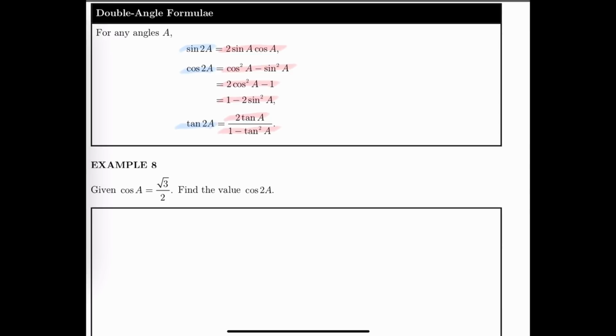We are given cos A equals 3 over 2. Find the value of cos 2A. By looking at the three formulas, the question only gives you cos A. For the first formula, you need to have both cos and sine. And for the third formula, you need to have sine A. So the most suitable formula for this one is the second one, which is 2 cos square A minus 1.